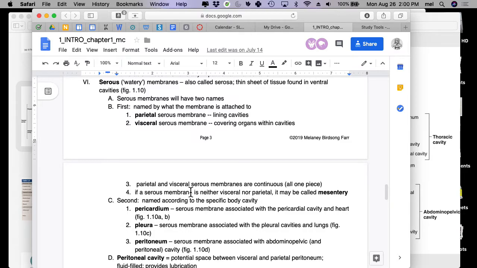Let me tell you about the membranes that are lining the cavities and the organs. This is not the same in the dorsal body cavity because they have their own special way of doing it. But in the ventral body cavity, what I want you to imagine is this is any cavity. It could be pericardial, it could be pleural, I don't know what it is. And this is any organ, okay?